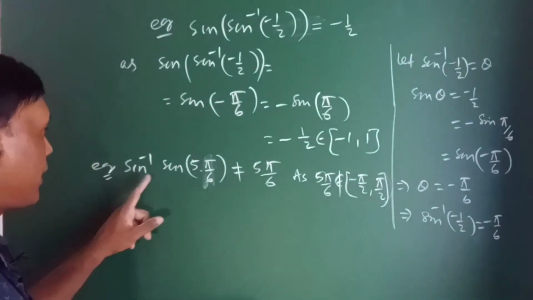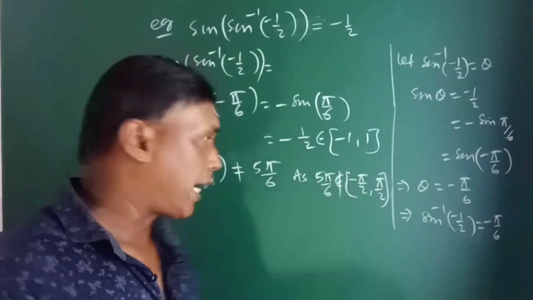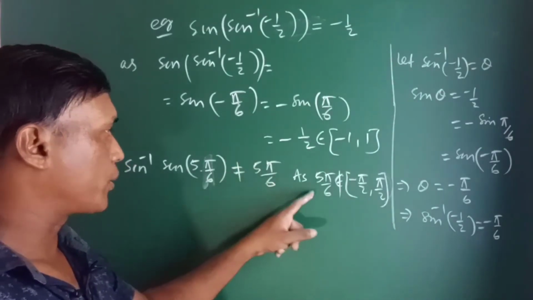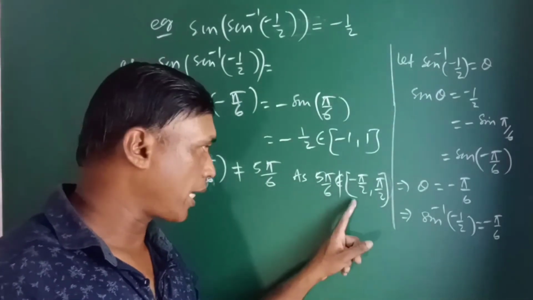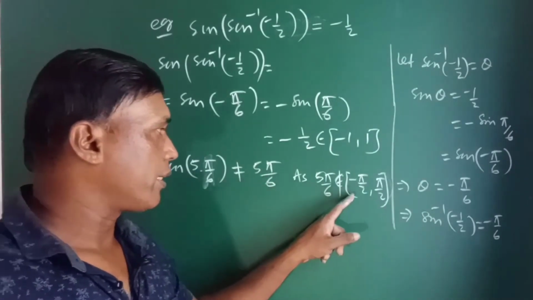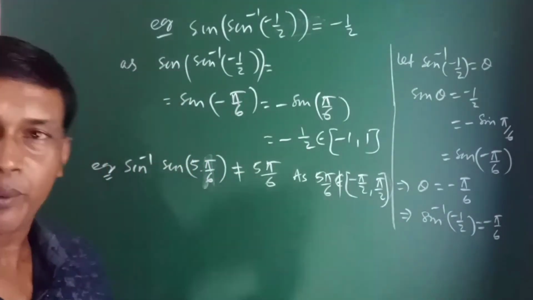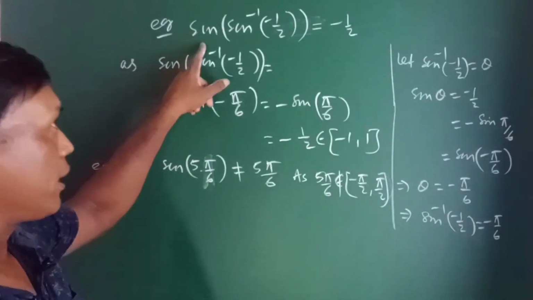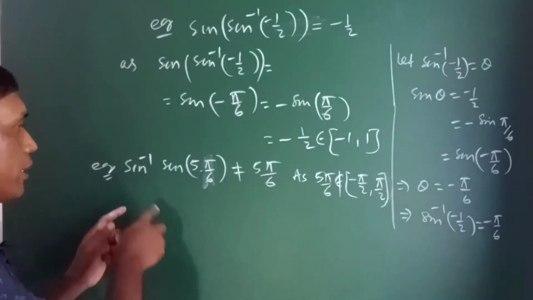But here what happens? Sin inverse of sin x is not always equal to x. Sin inverse of sin x will be x if x belongs to the domain, but this does not belong to the domain of sin, because the domain is minus pi by 2 to pi by 2, minus 90 to 90, but this is 150. So 150 doesn't lie between minus 90 to 90. So sin inverse of sin x is not equal to x here. Sin inverse of sin x will be x if x belongs to the domain of sin. Sin of sin inverse x is equal to x if x belongs to the domain of sin inverse. So what is the value of this one?